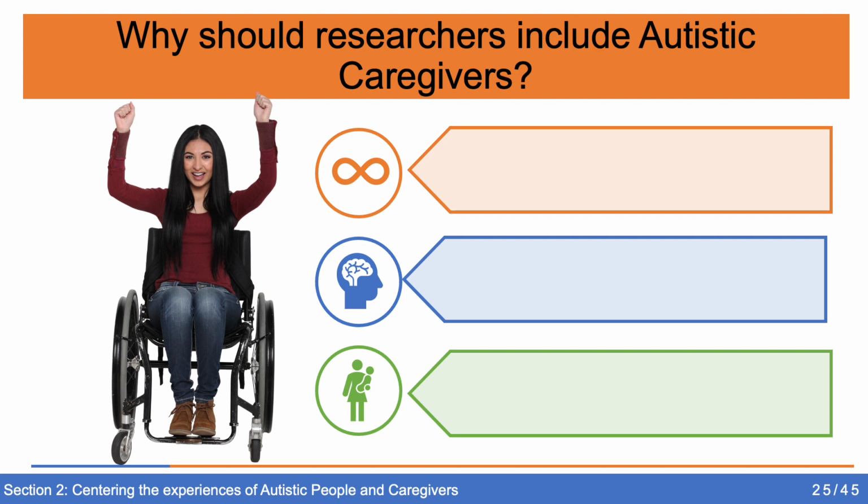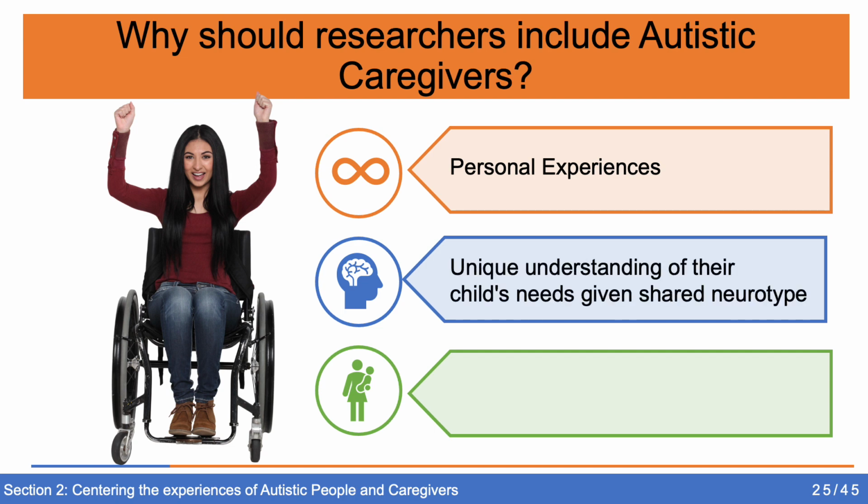Autistic caregivers are often not considered in research, but they can give researchers unique insight. They can tell researchers about their personal experiences with autism. They may also have a unique understanding of their child's needs because they share a neurotype.